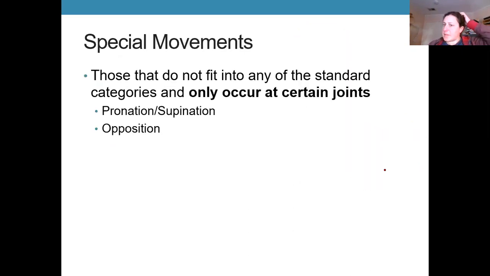There are actually a lot of special movements too, things that don't fit into any of those categories. Some of them are listed in your book, and we're not going to go over all of them, but I did want to cover a couple of them because they're kind of classic. We're going to talk about pronation and supination, and then we're going to talk about opposition. What makes them special is that there are very specific places these occur, and they're not as generalized as the other movements.